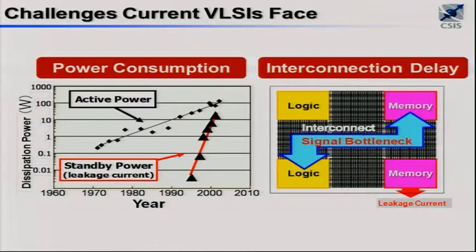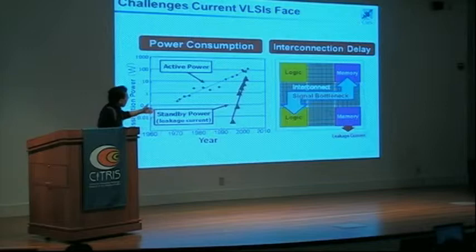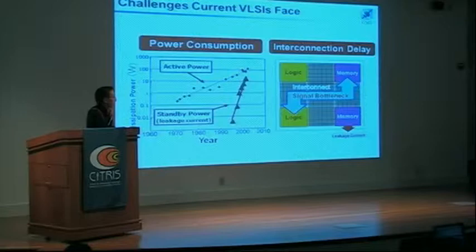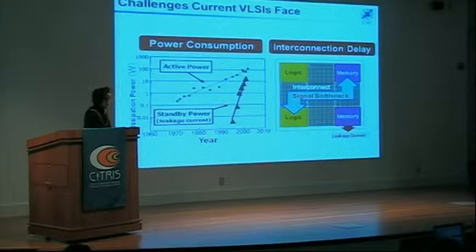Another thing is this interconnection delay. As we saw in Philip Wan's talk, for example, we separate logic and memory in the current architecture. And therefore, within a processor, we have to have a huge interconnect. And there is a signal bottleneck, as well as we use power to charge and discharge those interconnections.